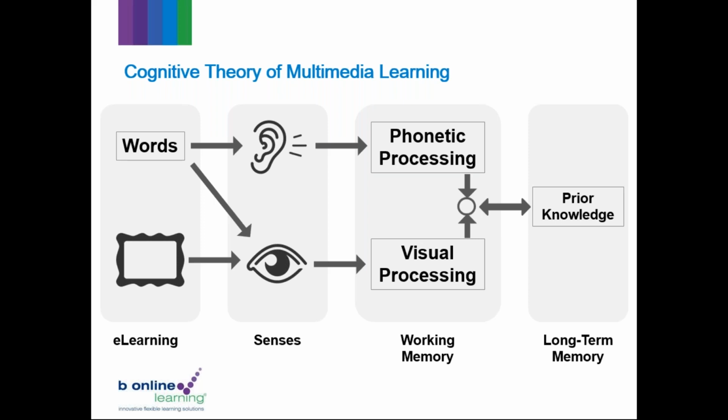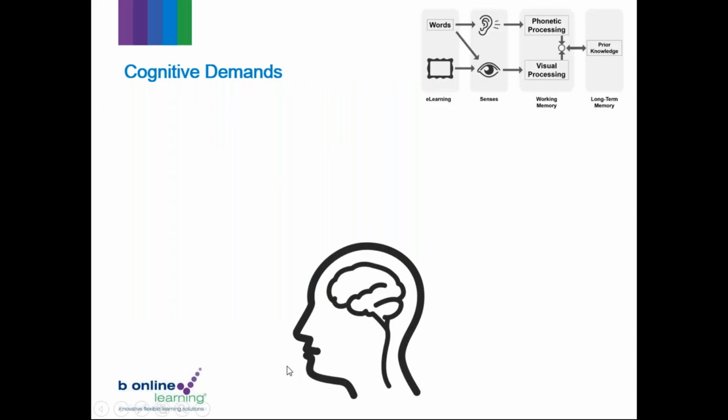So this is what Mayer developed as a theory of the cognitive architecture of how our brains process information, in particular from an e-learning multimedia piece. So it's going through those steps. Now, depending on the way we present the information, we can overload the working memory because it can't hold too much.